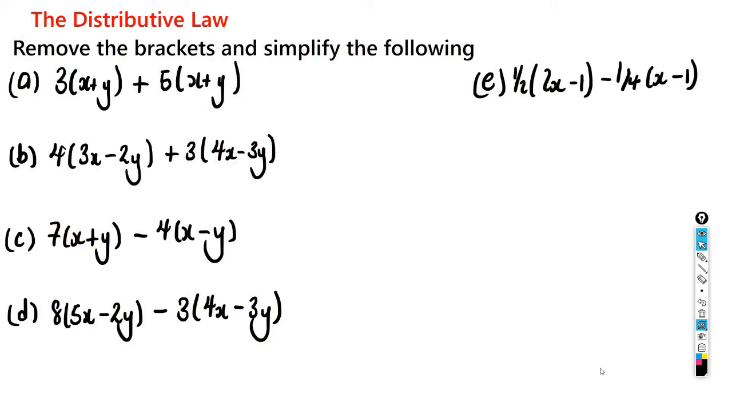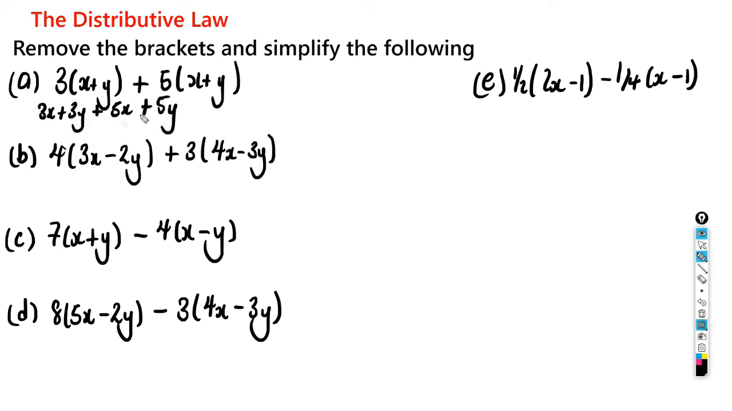Okay, guys. And the first one here says 3 times (x plus y) plus 5 times (x plus y). Sorry. All right, so we're going to look at the examples here, and it says remove the brackets and simplify the following, okay, with the distributive law. So the first one is 3 times (x plus y), so we're going to get 3x plus 3y, plus 5 times x should give us 5x, and 5 times y should give us 5y.